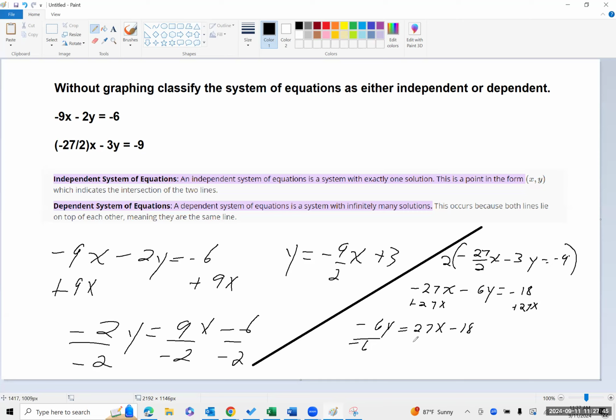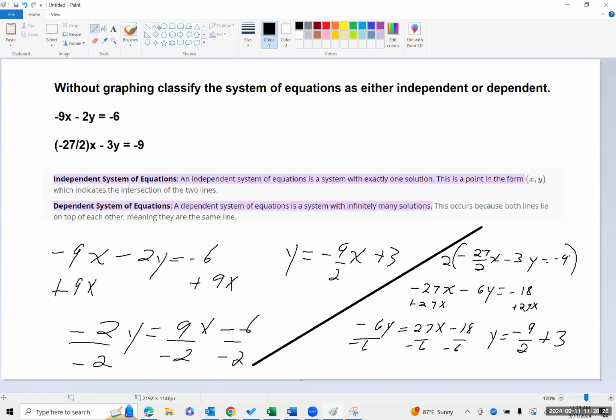The last step is to divide by -6, leaving me with y is equal to -27/6, which, since 3 goes into both of these terms, reduces to 9/2. And -18 divided by -6 is +3.